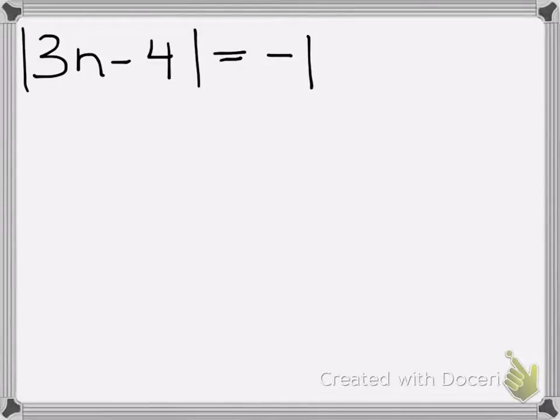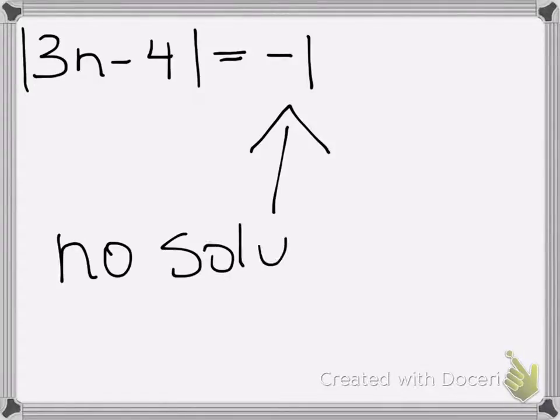Now we're going to solve this one. Again, we have two scenarios, but what you need to think about is absolute value is never negative. So if it's equal to a negative number, that would make no sense. Look here: we have an absolute value equal to a negative number. So in this case, this is actually going to be no solution.